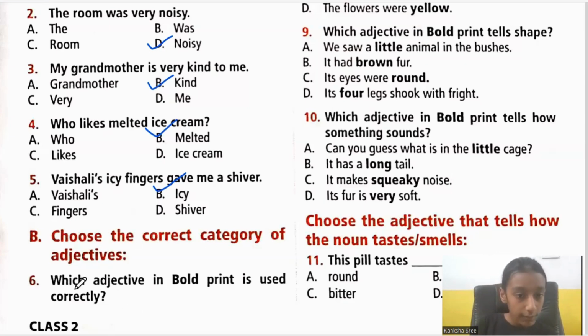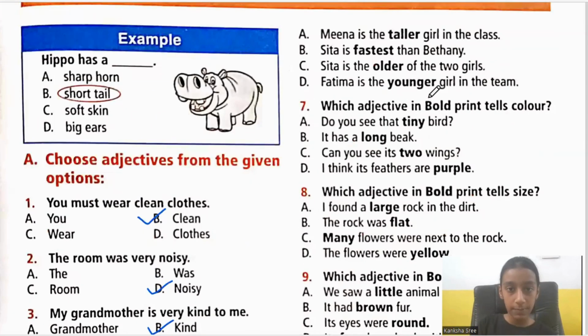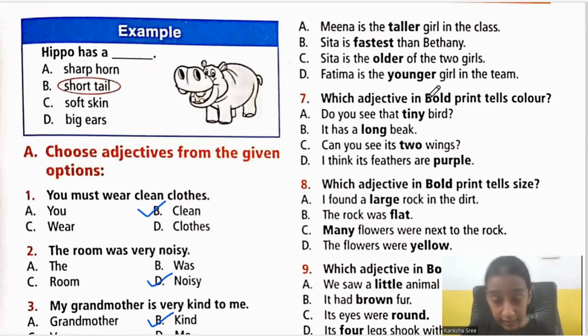So here, which adjective in bold print is used correctly? So let's just see. Meena is taller girl in the class. Class is where you're comparing with everyone. So it's not taller. It must be tallest. So it's wrong. Sita is fastest than Bentley. No. Here we are comparing only two things. It must be in comparative degree, but it is in superlative degree. So no. Sita is older of the two girls. Yes, it is option C.